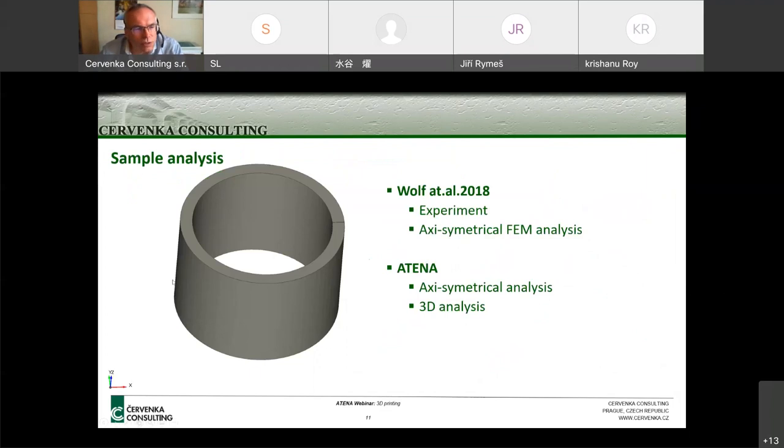So I will show this example from the Wolfs paper. This was basically a cylinder and it was printed until failure. He also performed some analysis to simulate this experiment and predict the failure time or height of the specimen when it fails. I will show some analysis with ATENA also of this example. We did axisymmetrical analysis as well as full 3D analysis.